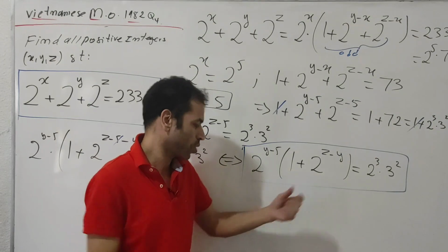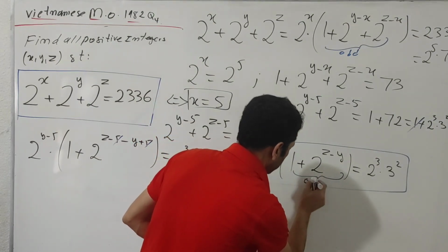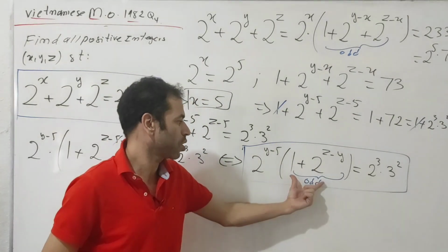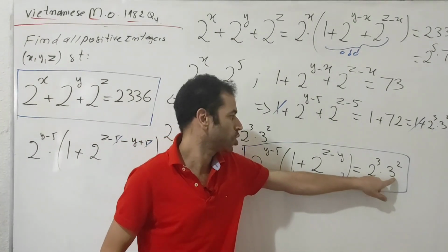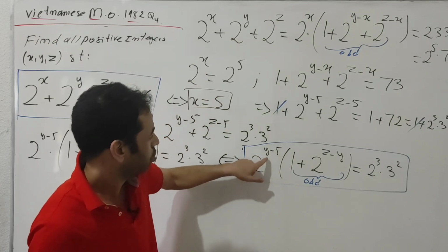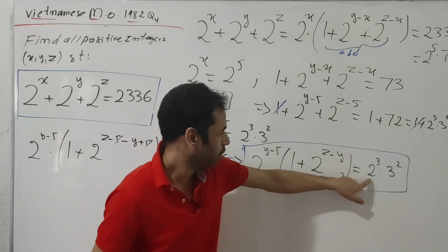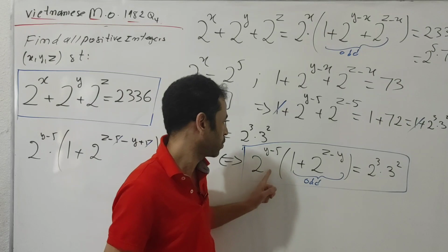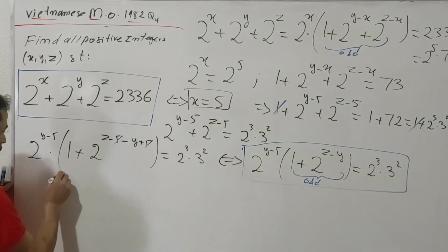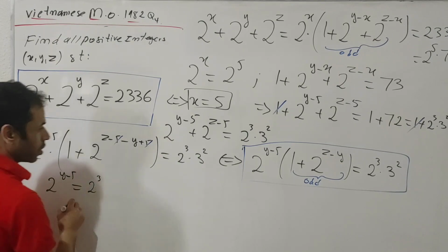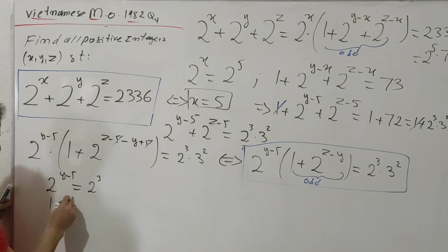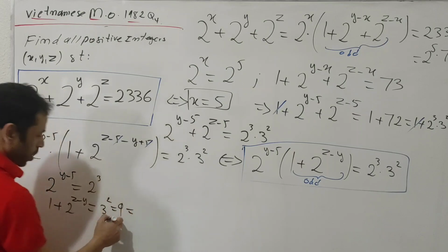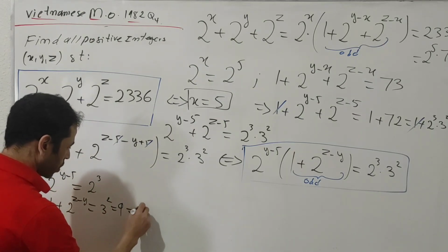If you take a look again at this expression, this factor is odd, because this one is an even plus number 1. Since this one is odd, it takes the odd part, which is 3 to the 2. And since 2 to the y minus 5 is even, it takes the part 2 to the 3, which is even as well, because these values are known. So I'm going to put 2 to the y minus 5 equals 2 to the 3, and I will have 1 plus 2 to the z minus y equals 3 to the 2, which equals 9. So this 9 can be written as 8, which is 2 to the 3, plus number 1.